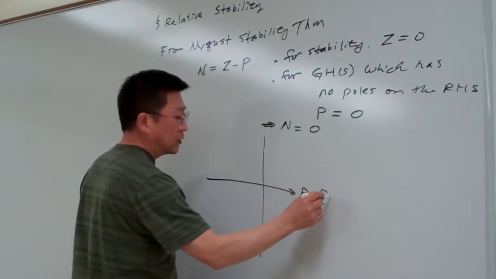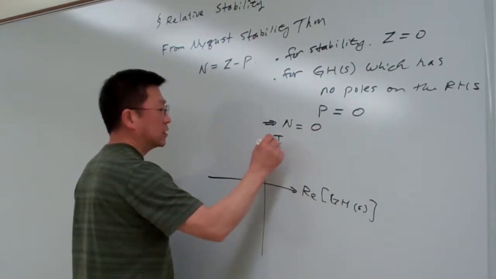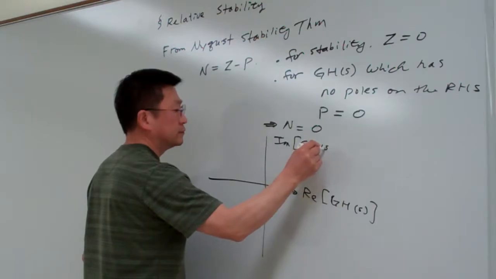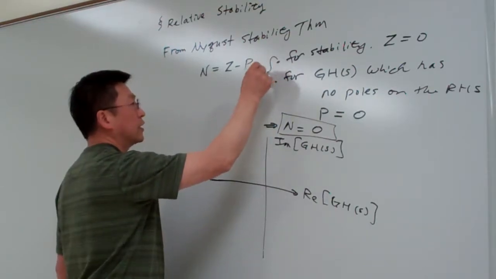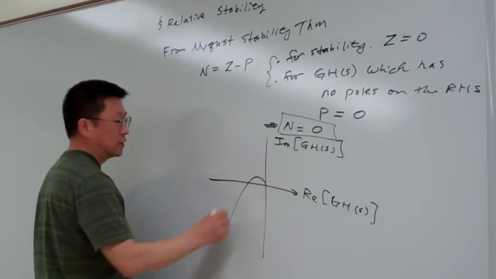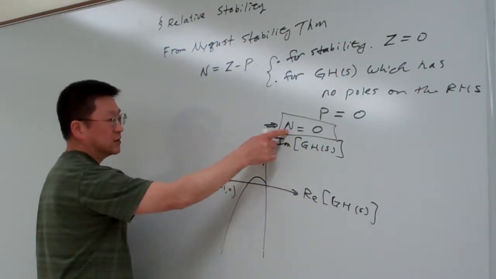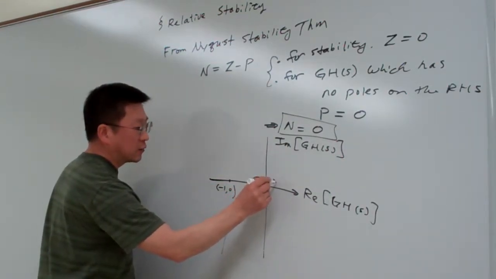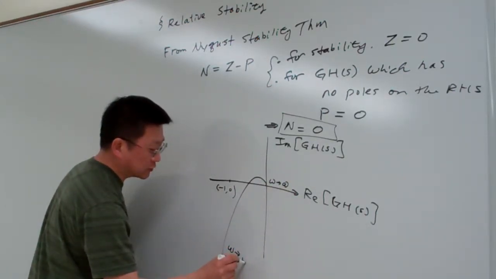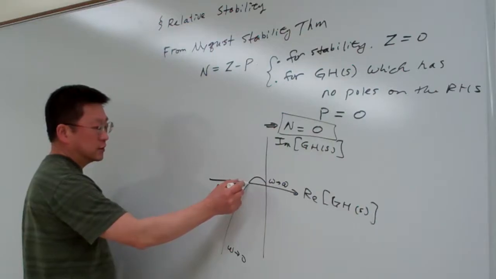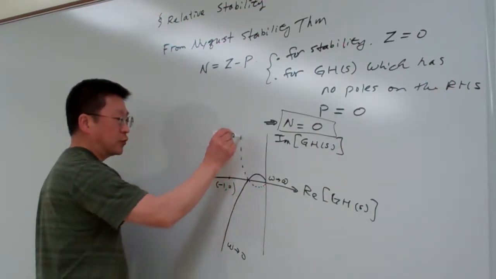This is the real axis of the GH open loop, and this is the imaginary axis of the GH. So N equal to 0 under the two special situations means this is the drawing, and this is the minus 1, 0. That means Z equal to 0. This is omega approaching 0, and this is omega approaching infinity. This is the portion we plot here, and if you make the symmetric, that portion is like this.